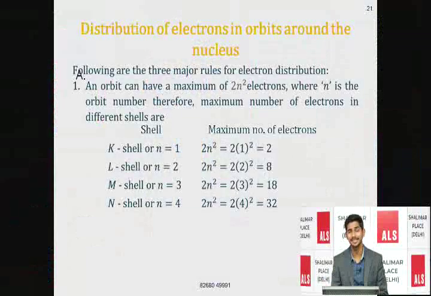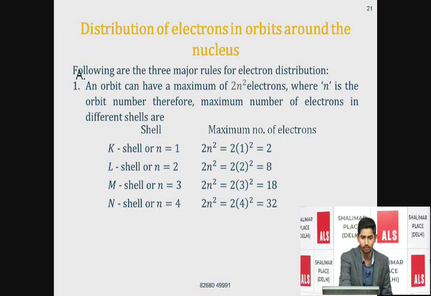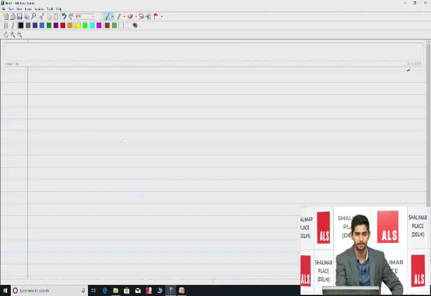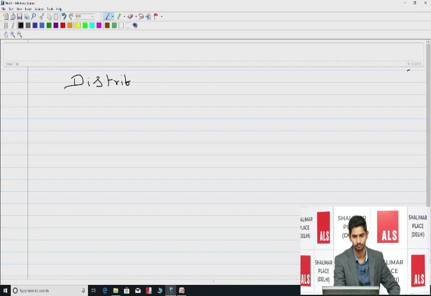Okay. So let's start, guys. The next topic is distribution of electrons in the orbit around the nucleus. That was explained by Bohr, how the electrons would be present around the nucleus. So before looking at this slide, I'll clear it to you. This is very easy actually. Distribution of electrons.